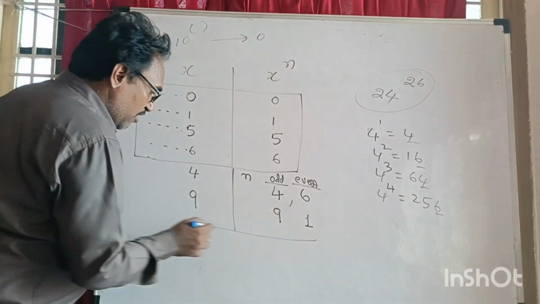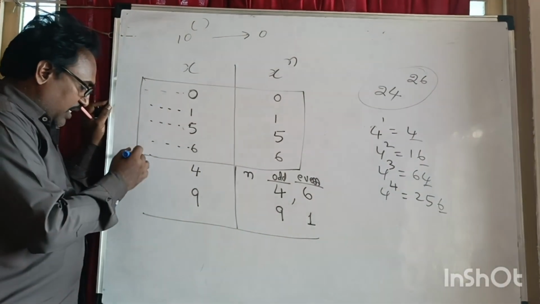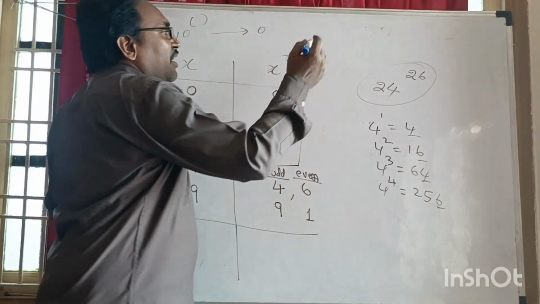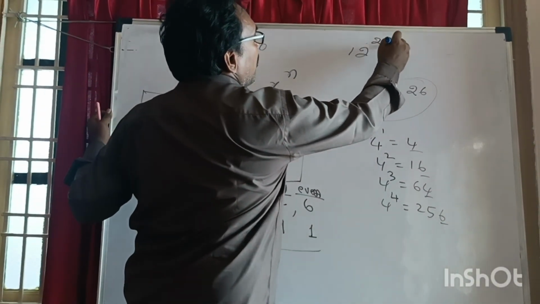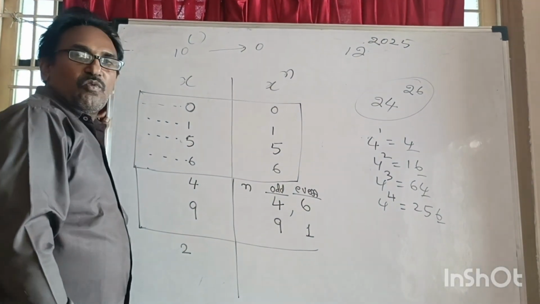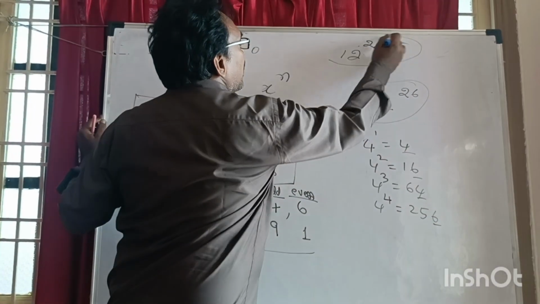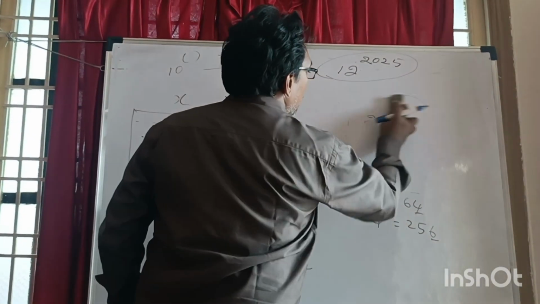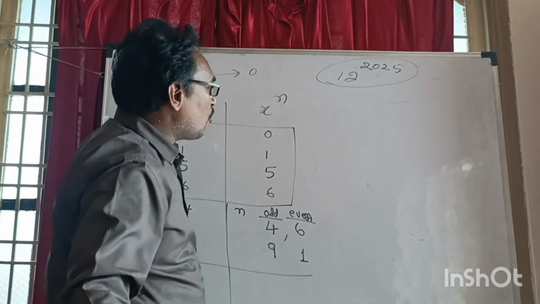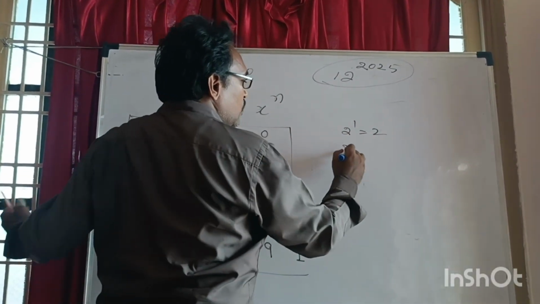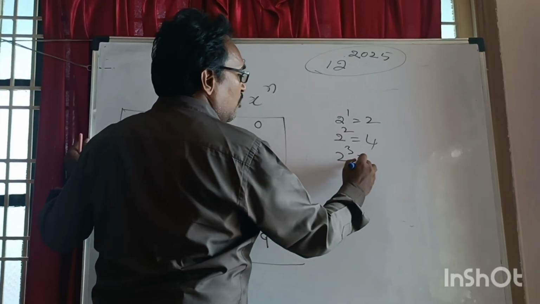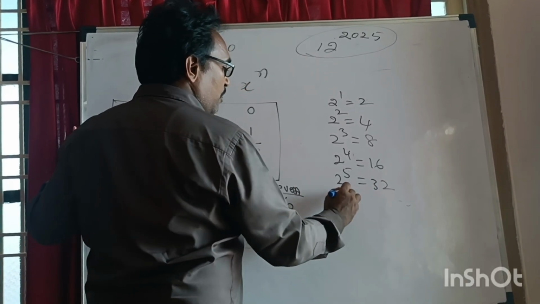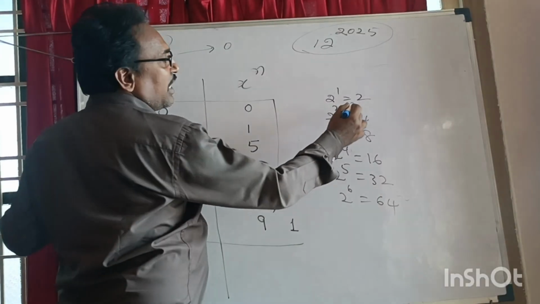So next what we have to find out is the remaining numbers. Suppose if the number is ending with 2, suppose 12 to the power of 2025. What is the units digit of 12 to the power of 2025? To find out this one, since the number is ending with 2, observe the pattern of powers of 2. We have 2 to the power of 1 equal to 2, 2 square equal to 4, 2 cube equal to 8, 2 to the power of 4 equal to 16, 2 to the power of 5 equal to 32, and 2 to the power of 6 equal to 64. So here we can observe clearly 2, 4, 8, 6.